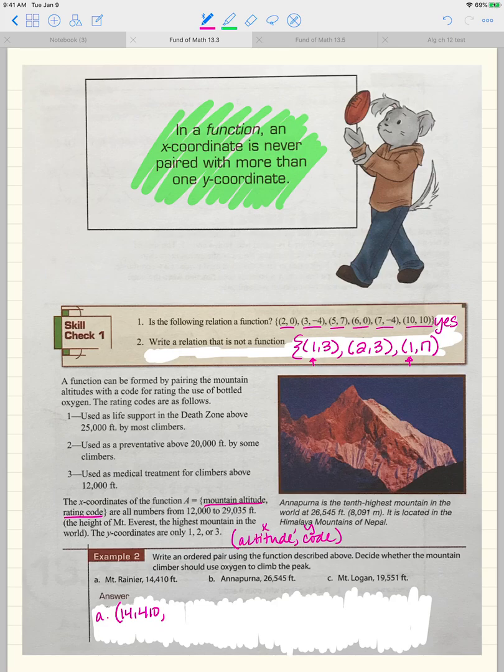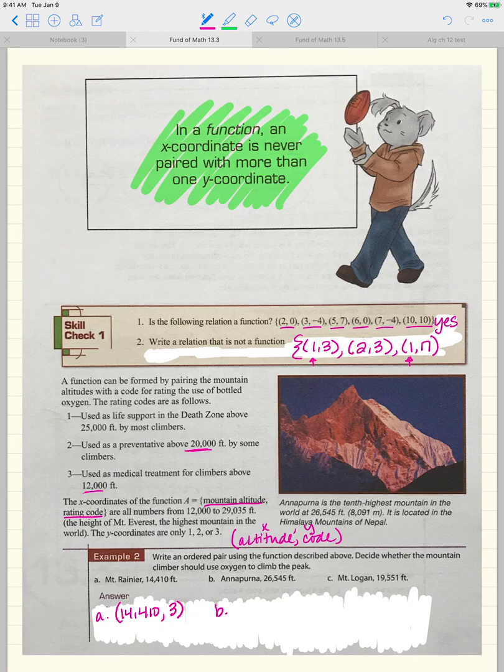14,410, comma, and then we need to see what its code would be. Well, it's 14,410 feet. So it's greater than 12,000 feet, but it's less than 20,000 feet, okay? So which one would that be? Which code? Well, that's going to be code 3 because you're going to use it above 12,000 feet, but we're not above 20,000 feet, okay? So that is code 3, okay?